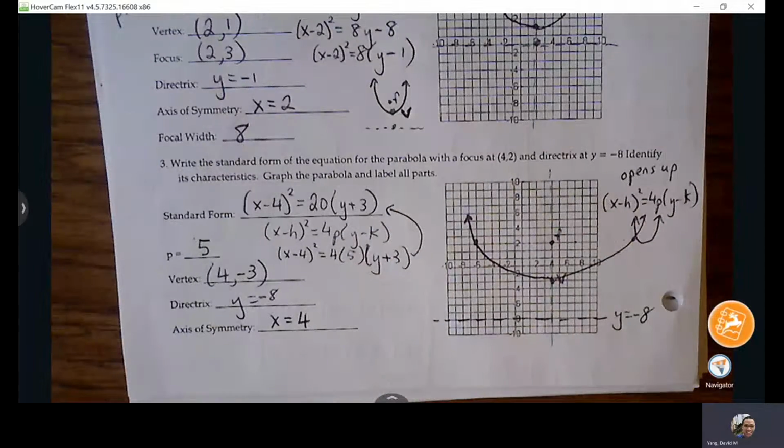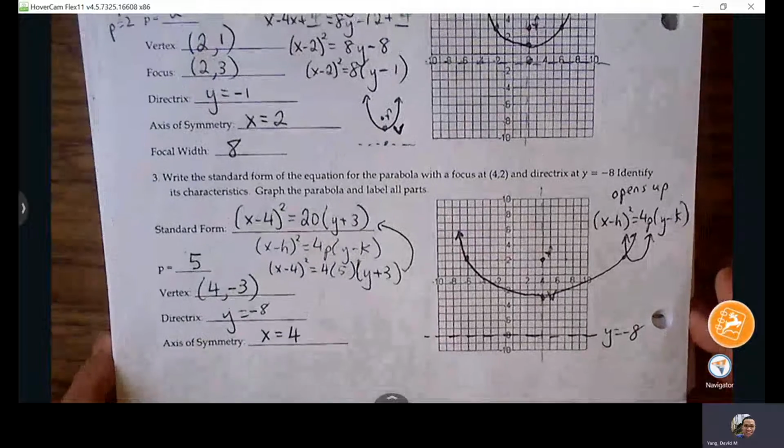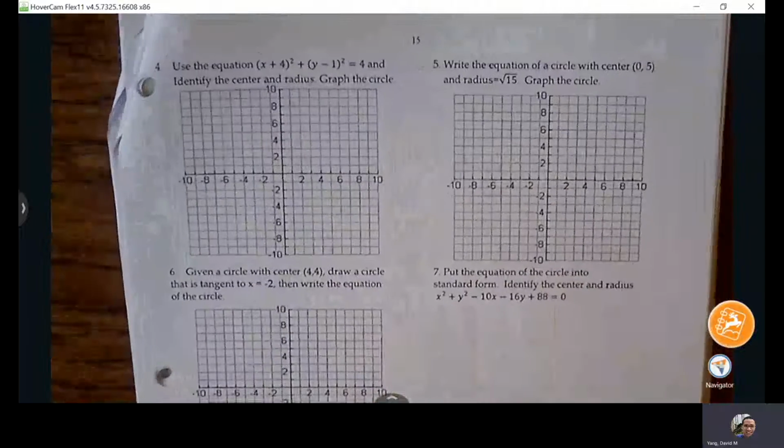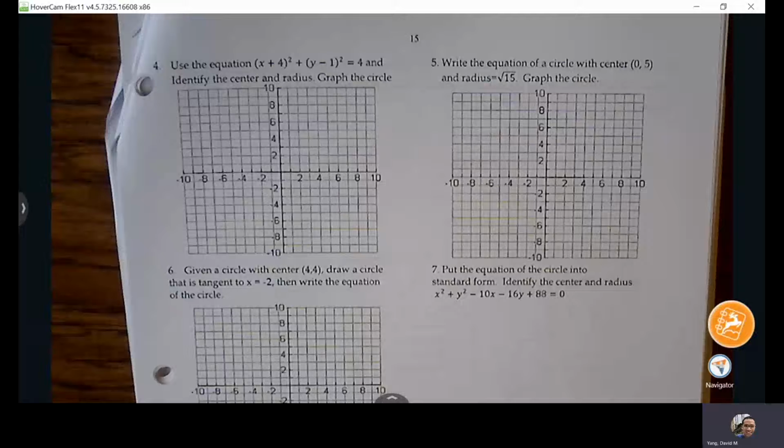I don't think there were any issues. Hopefully, we're all able to get through. And then today, we're going to do page 15, going back to circles. And then I think we'll have additional time, so I had you guys pick up worksheet 2, and we'll get another round of review for tomorrow's quiz.